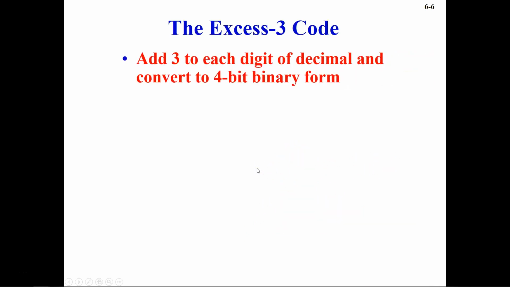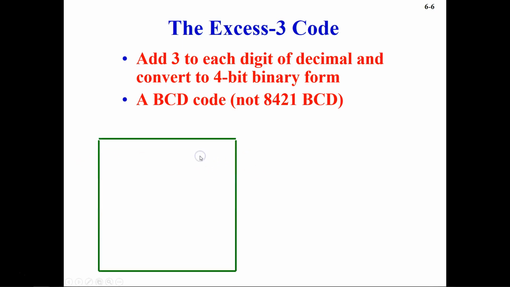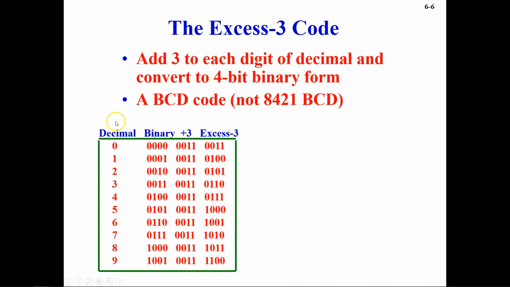Now we are going to see excess-3 code. This is another type of code which is used in digital electronics. To convert a decimal number to the excess-3 form, what we do is add 3 to each digit of the decimal number and convert it to the binary form. So let's see this table, and by that we will have a good idea.